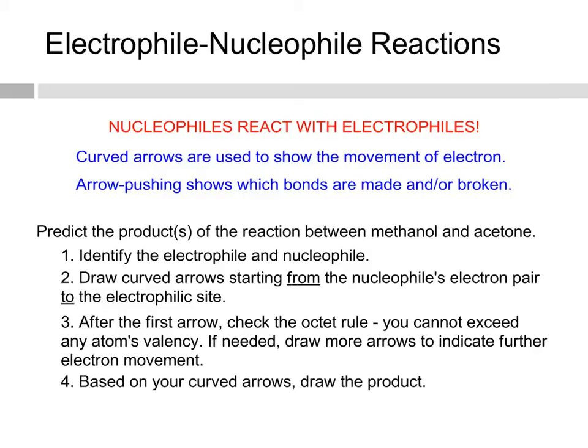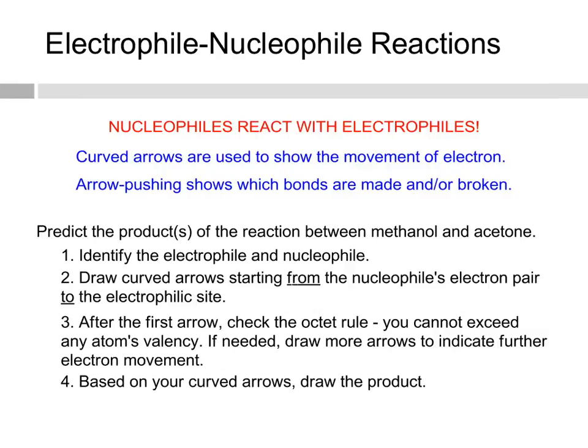The first step when you're predicting the product of a reaction is to identify the electrophile and nucleophile, because you know that nucleophiles only react with electrophiles. Once you've identified the electrophile and nucleophile, draw curved arrows that start from the nucleophile's electron pair and go to the electrophilic site. After the first arrow, check the octet rule. You cannot exceed any atom's valency.